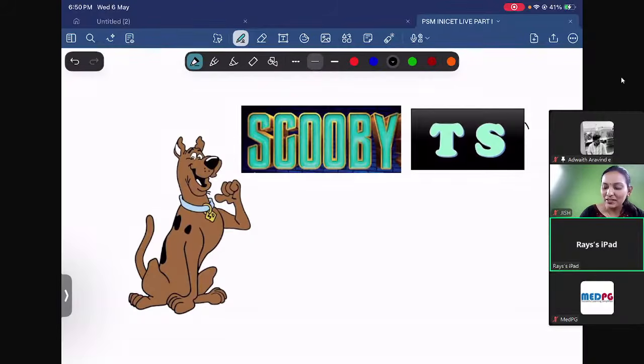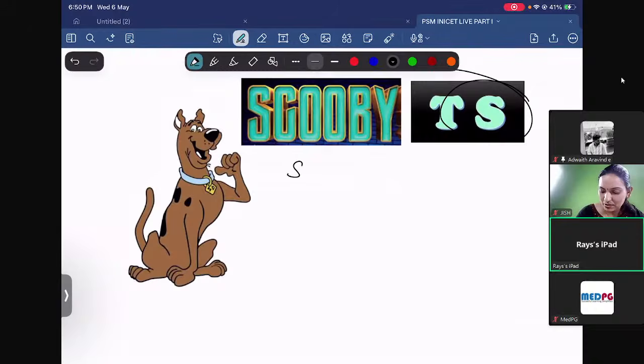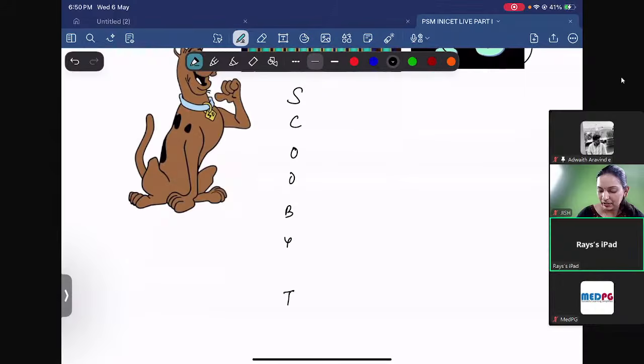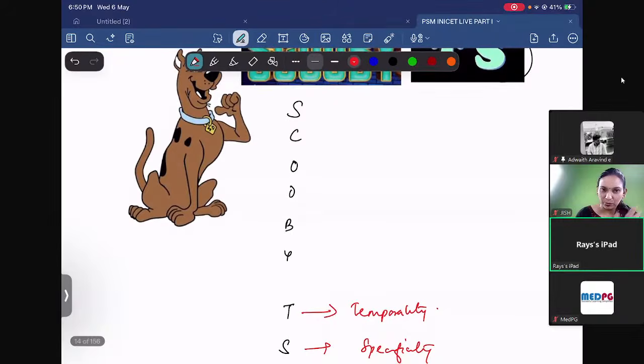Let's see. And TS also, just like your initials, you take Scooby TS. Then only will my mnemonic be complete. So what is Scooby TS? SCOOBY and TS. Let me start with T and S, because T is the most important of all the Hill's criteria. So T stands for what? Temporality. S is for specificity. Temporality is the most important one. Specificity is the most difficult one to establish. Now, I hope you will remember TS.